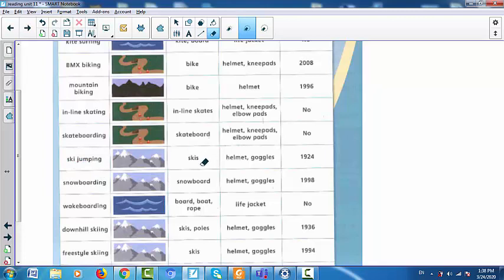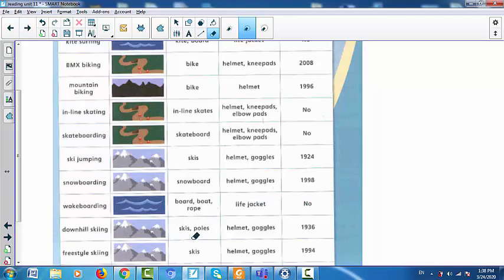Ski jumping: we need the skis, helmet and goggles. It appeared in the Olympics in 1924. Snowboarding: snowboard, helmet and goggles. Yes, it appeared in 1998. Wakeboarding: board, boat and rope. Life jacket only. It doesn't appear in the Olympics.